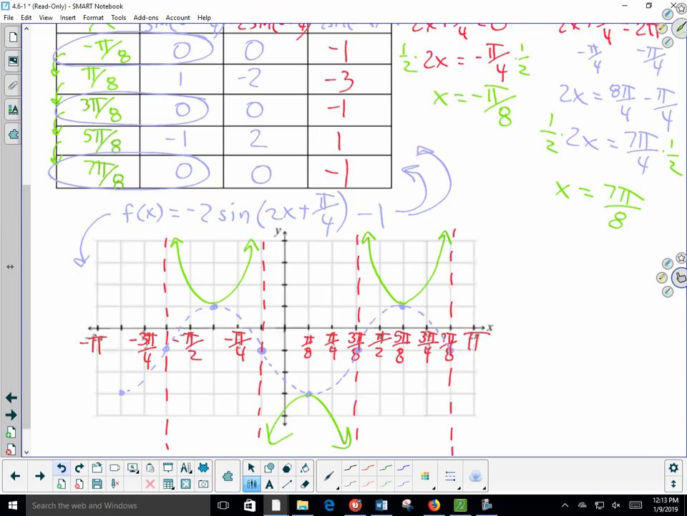Again, you could graph a little bit more if you want. You get the idea of how this is working.